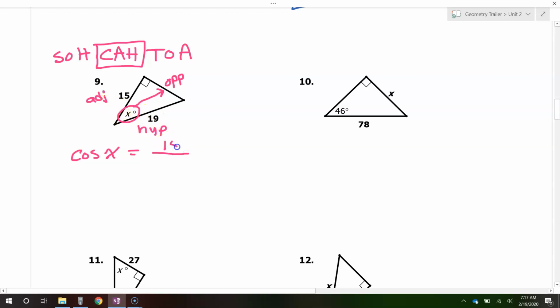So 15 over 19. Do I multiply, swap, or inverse? When the variable is inside the trig function, this is when you inverse. So that means we will do inverse cosine with a little -1 right here. Inverse cosine of 15 over 19, and that will equal x.